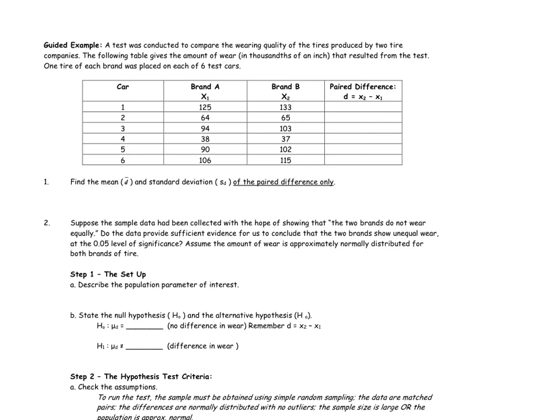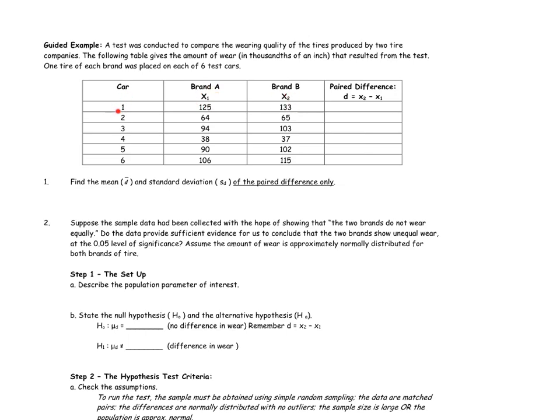So the guided example was that a test was conducted to compare wearing quality of the tires produced by 2 tire companies. So the following table gives the amount of wear in thousandths of an inch that resulted from the test. 1 tire of each brand was placed on each of 6 test cars. All right, so what's happening is this car 1, it had 2 different brands of tires, brand A, brand B.